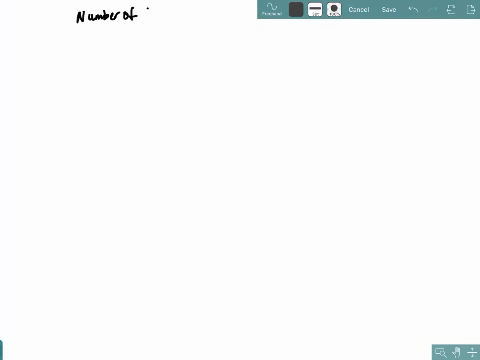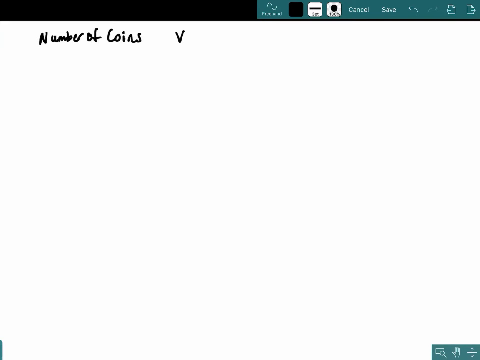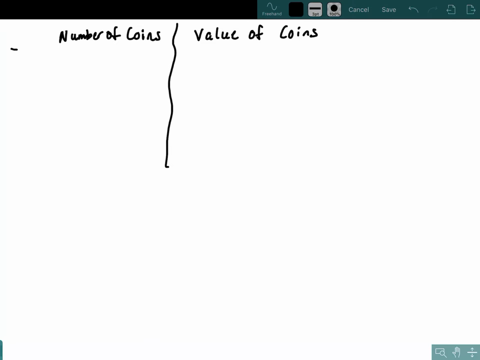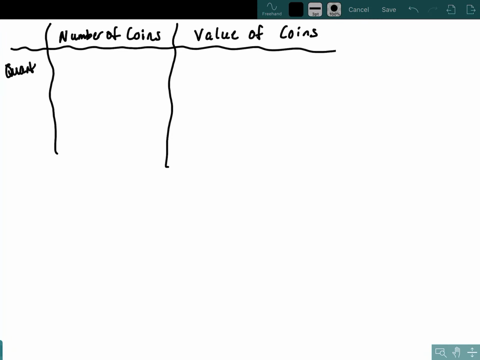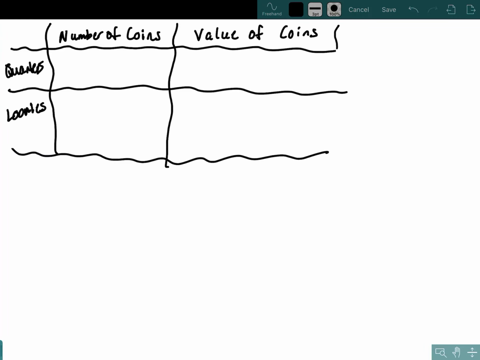We're looking at the number of coins that there are, and we're going to be looking at the value of the coins. All right, now what are the coins that we're talking about? Well, if we look back, it says that all of the coins are either quarters or loonies. So we've got quarters and we've got loonies. Now basically in this chart, we're defining our variables within the chart.